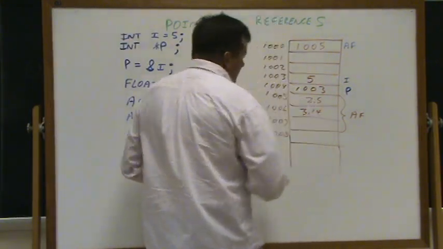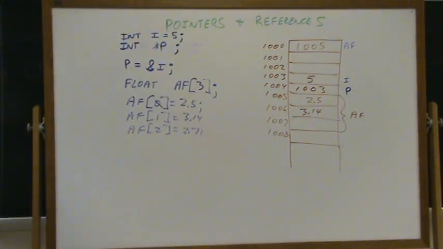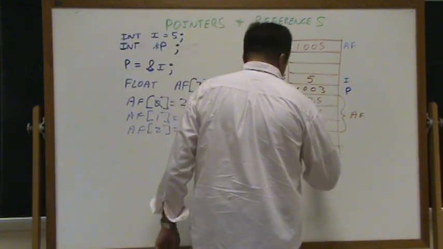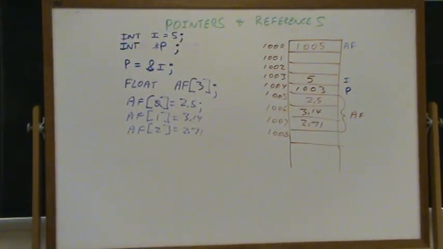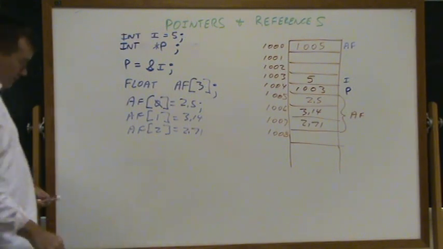And this is actually how arrays are implemented in any language you've seen. Java, yeah, they all do this. The name of the array acts as a pointer to the array. And then the last line would do this, 2.71. Okay. Now, what if we did this?